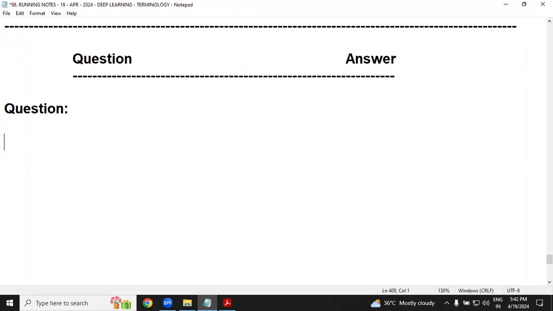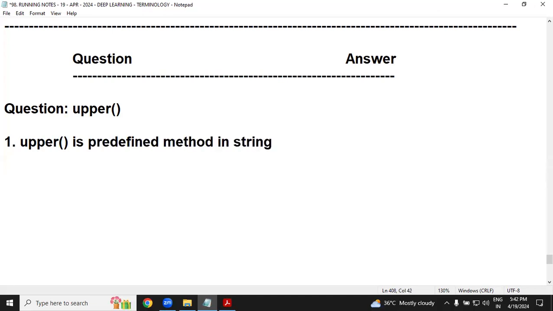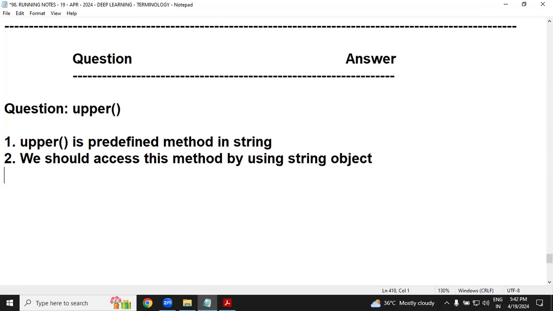The question will be: explain the upper method. You don't need to explain, I will explain. First, upper is a predefined method in string. Point number two, we should access this method by using a string object. Third, this method converts lowercase letters to uppercase.